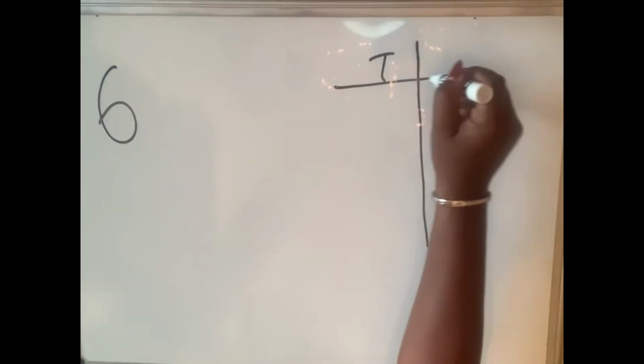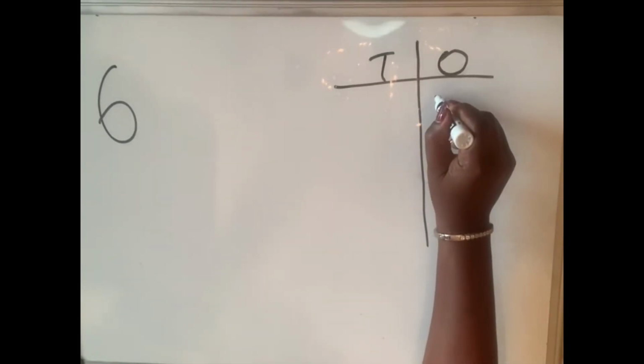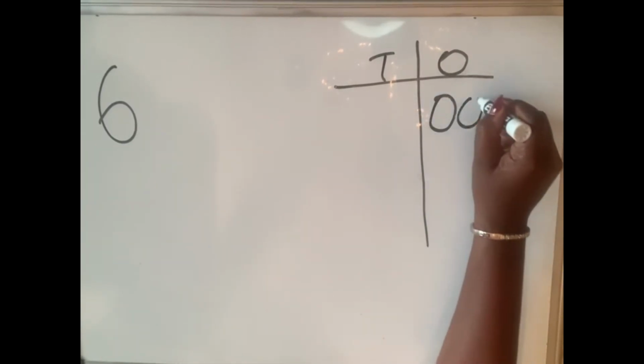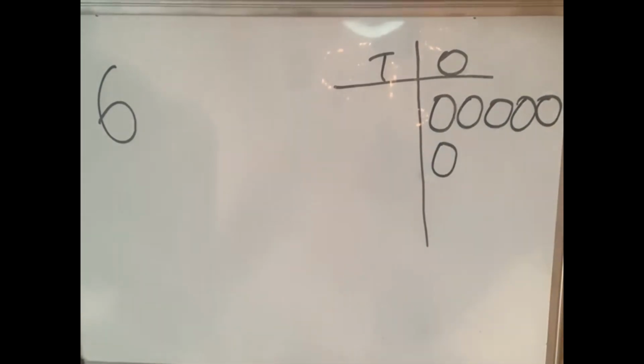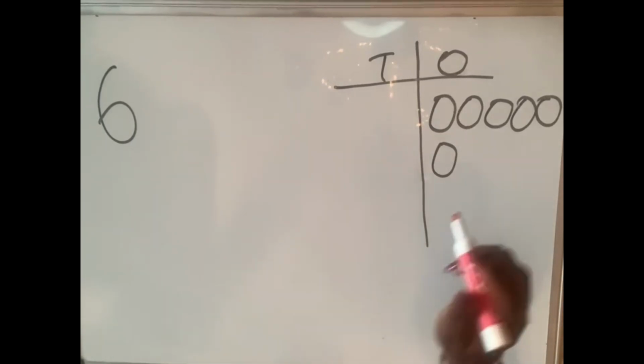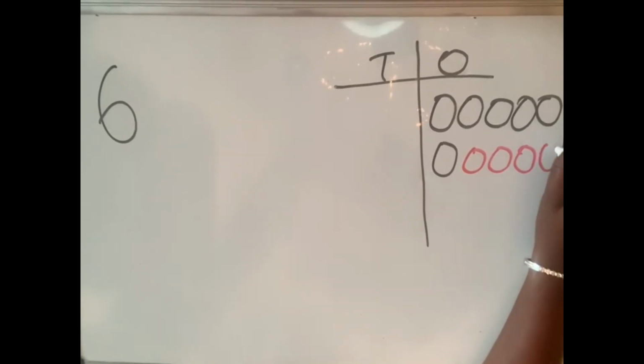I have my tens and my ones. I only have the ones. I have no tens for now. So I'm going to draw my 6 ones. 1, 2, 3, 4, 5, and 6. We said we're trying to make the next multiple of 10. And so to make the next multiple of 10, I'm going to count to 10 from 6. That's 7, 8, 9, and 10.